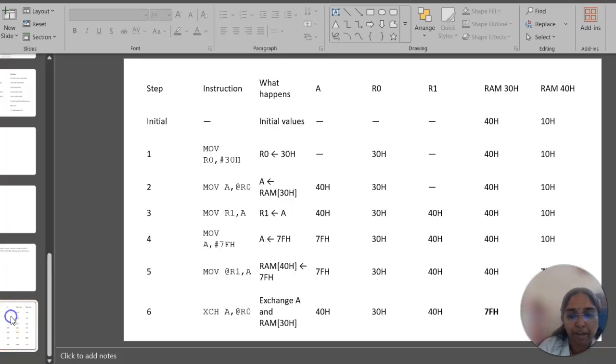And now we get the solution: 7FH and 40H. Thank you. We will discuss the remaining in the next class.